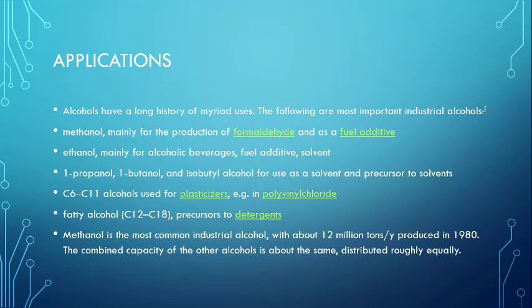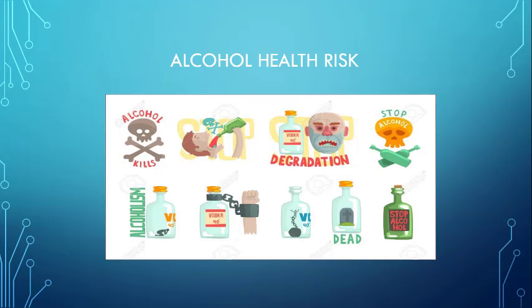Methanol is the most common industrial alcohol, with about 12 million tons produced in 1980. The combined capacity of other alcohols is about the same, distributed roughly equally.